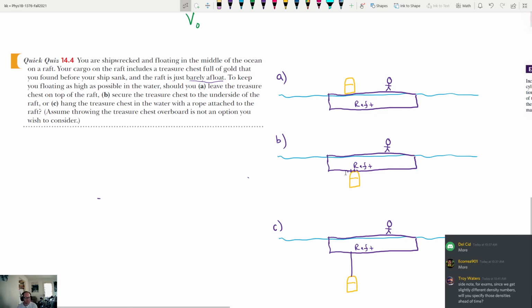Oh, I guess one other thing I should do to make this more fair. Let's assume we put it right in the middle, because just looking at this, I realized you might think, oh, if you tie it on the side, well, then it's going to sink. So let's assume we put it right in the middle in all cases.